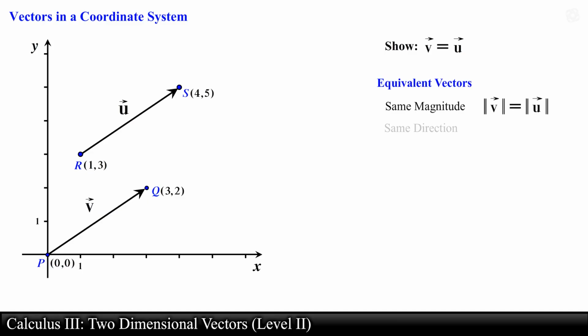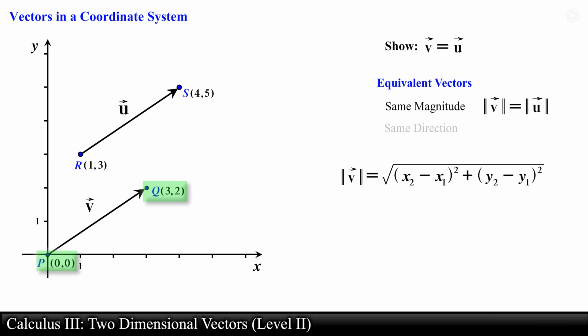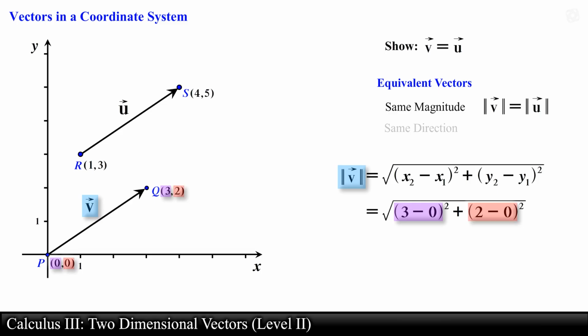We can find the length of each vector by making use of the distance formula, learned from previous math classes. Notice that vector v is formed by point P and Q. To find the magnitude of vector v, we simply take the difference of the points' x coordinates, square the result, and add it to the difference of the y coordinates squared. And then we take the square root of this sum. Recall that this is nothing more than an application of the Pythagorean theorem. Simplifying the expression, we obtain the square root of 13 as the magnitude of vector v.